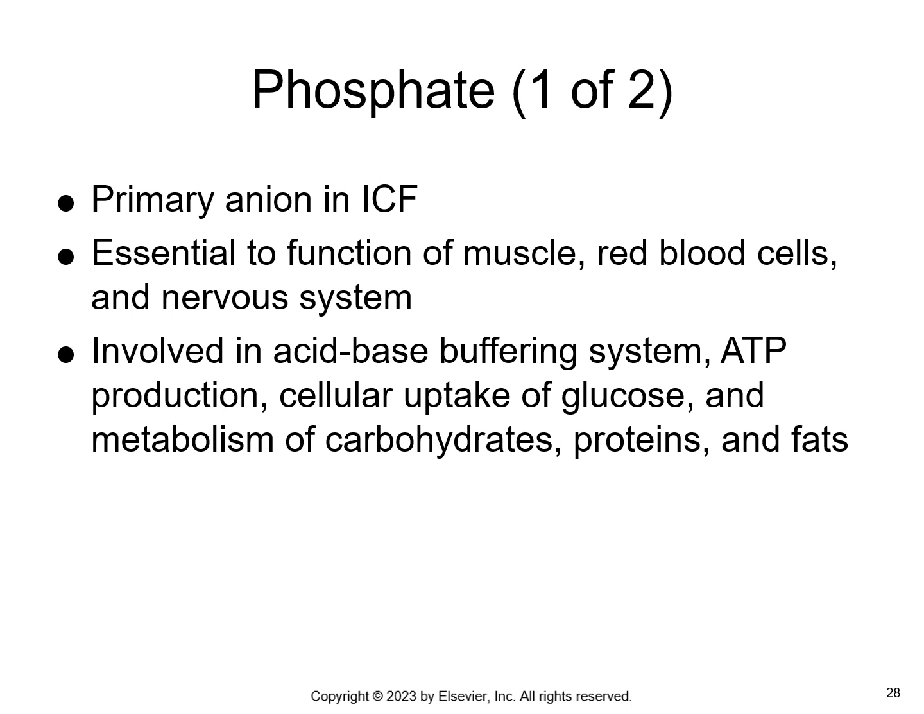Phosphate is a primary anion in the intracellular fluid, and you can see it is also essential to muscles, red blood cells, and the nervous system. The levels are controlled by the parathyroid hormone. Maintenance requires adequate renal functioning. And we know that phosphate has a reciprocal relationship with calcium.